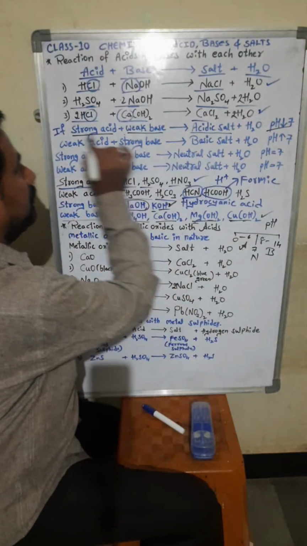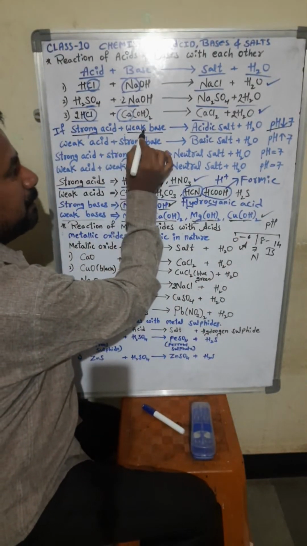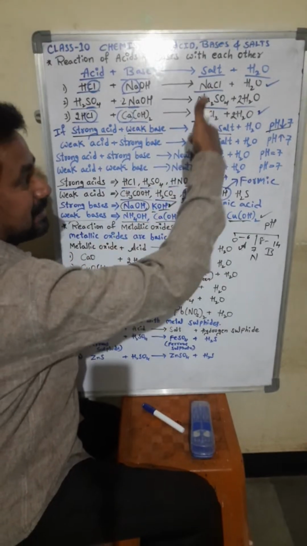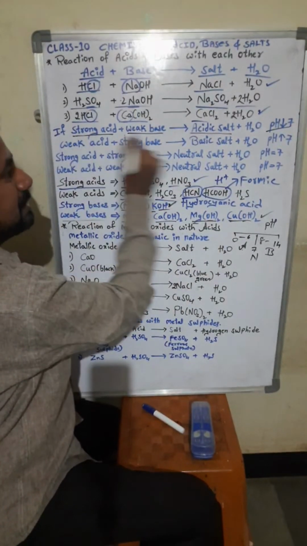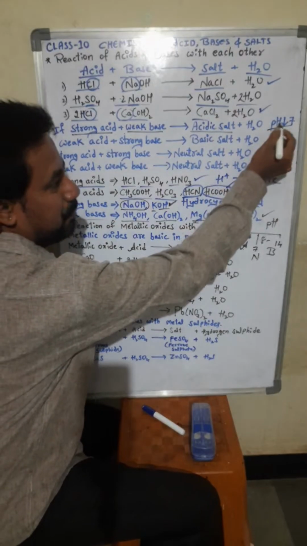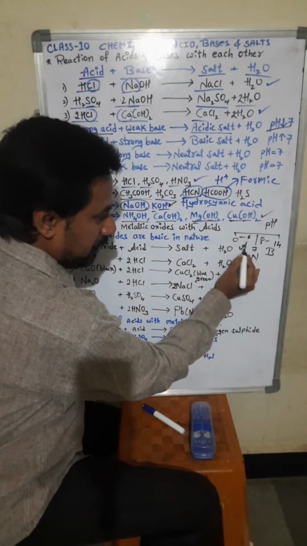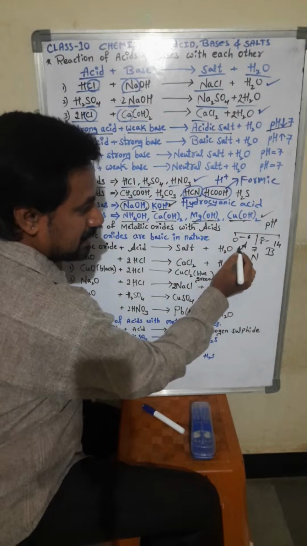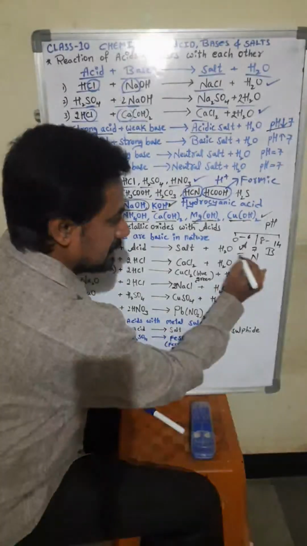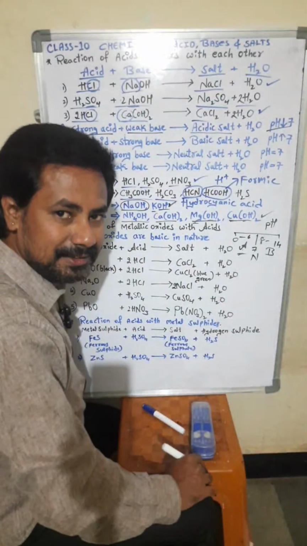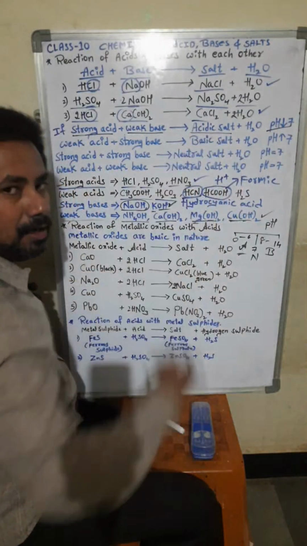So here, strong acid plus weak base, salt is acidic. Because of strong acid, acidic salt plus water. What is the pH? Below 7. Below 7 means what I have told you, 0 to 6 acid. It is acid, students. Clear? Salt is acidic salt.